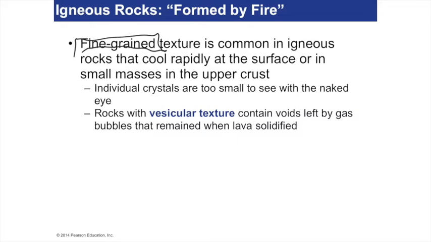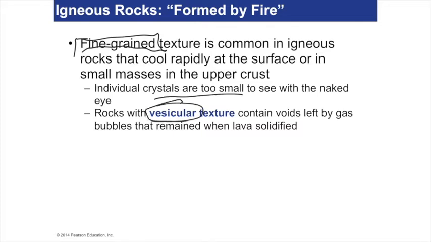If you have very fine-grained rocks, then either they came out of the volcano and you have an extrusive rock, or they cooled off rather quickly. They were near the surface and they were very quick to cool. So the individual crystals sometimes you can't even see. They're too small. You would actually need a microscope to see the crystals.